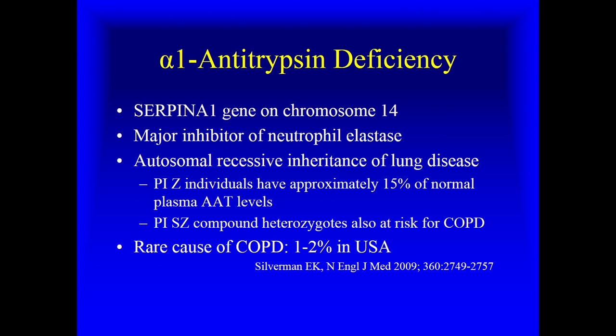Alpha-1 antitrypsin deficiency follows an autosomal recessive inheritance pattern for the lung disease. The patients with severe deficiency, known as PiZ, have approximately 15% of the normal plasma levels of alpha-1 antitrypsin. Patients with one Z allele and one S allele, so 2 abnormal alleles, called compound heterozygotes, are also at risk for COPD. Alpha-1 antitrypsin deficiency is a rare cause of COPD and may account for 1 to 2% of COPD in the United States.